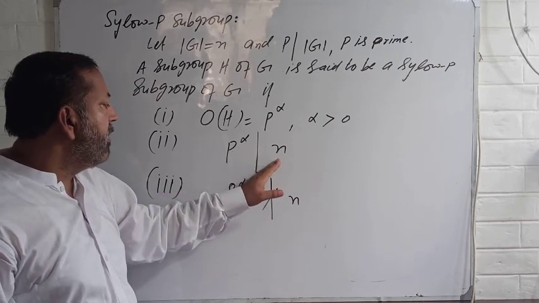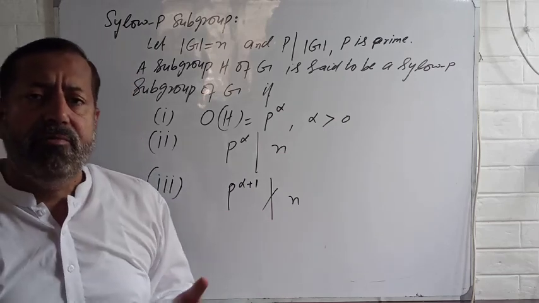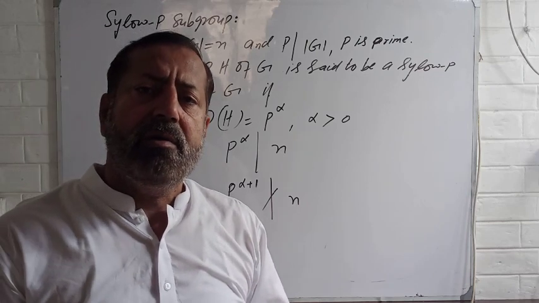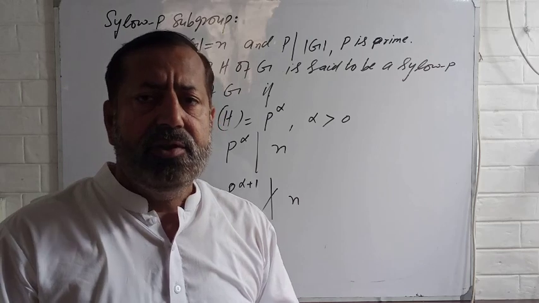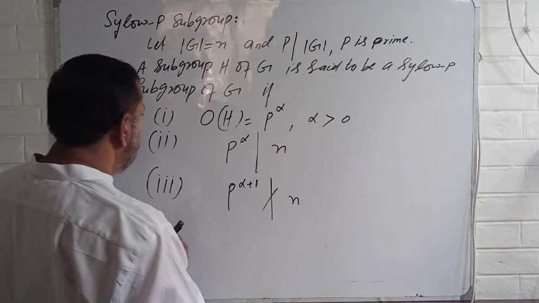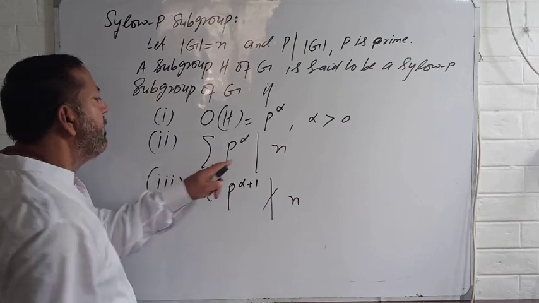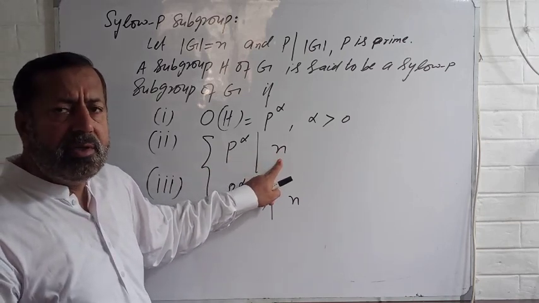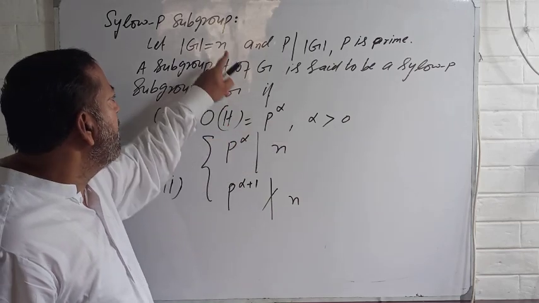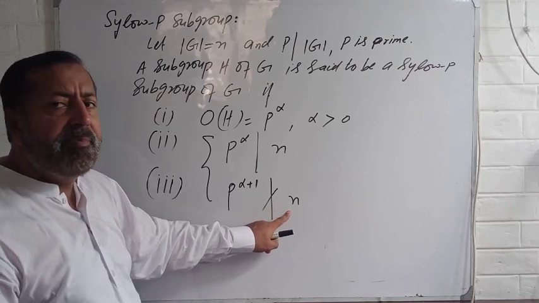P power alpha divides n, but P power alpha plus 1 does not divide n. No higher power of P will divide order of G. Means that P power alpha is the highest power which is a divisor of n. Right? So you can merge these two: P power alpha divides n, of course this is true because H is a subgroup and by Lagrange theorem, but P power alpha plus 1 does not divide n.